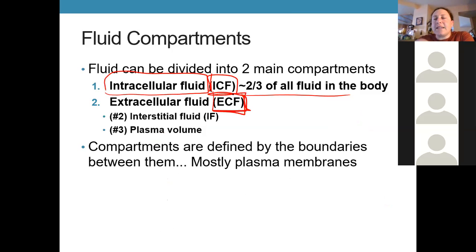Now, there are additional subcompartments of extracellular fluid that we're concerned with. We don't worry about the intracellular. It's just a blanket intracellular fluid. But there's two major extracellular fluid compartments. There's the interstitial fluid, which is what's between cells. And then there's the plasma, which is what's in the blood.